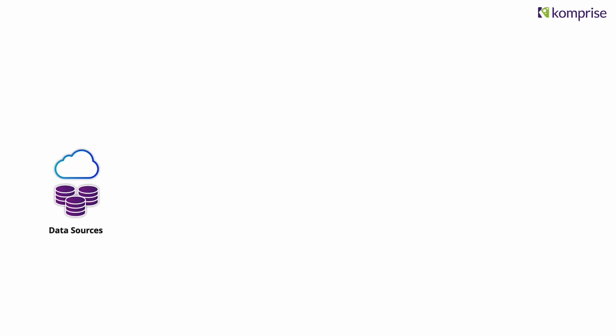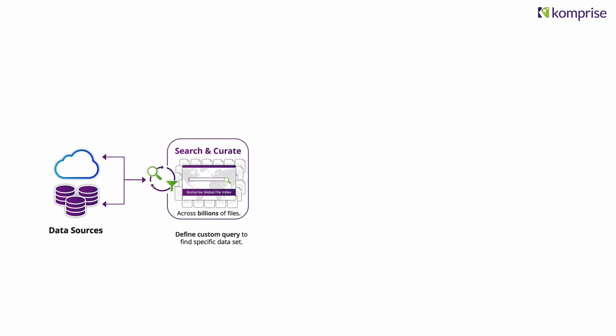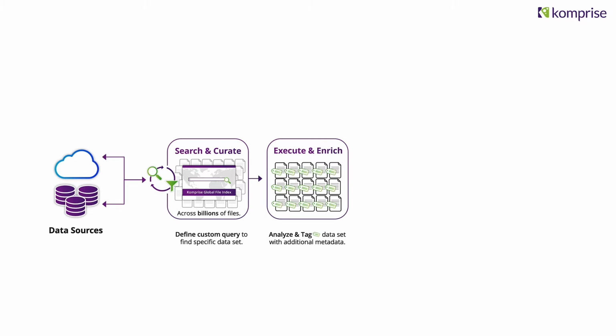Here's a few examples. You can search and curate by defining and executing custom queries across on-premises, edge, and cloud data silos to find all the data for a given project with the Komprise Deep Analytics and the Komprise Global File Index. Next, you can execute and enrich. Execute external functions, such as cloud machine learning, to run image recognition, natural language processing, or identify sensitive data, and then store these results as tags within the Komprise Global File Index to enrich the dataset.